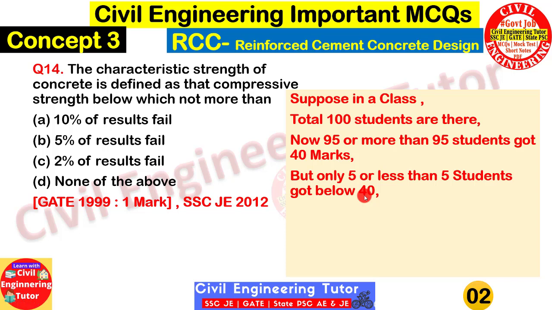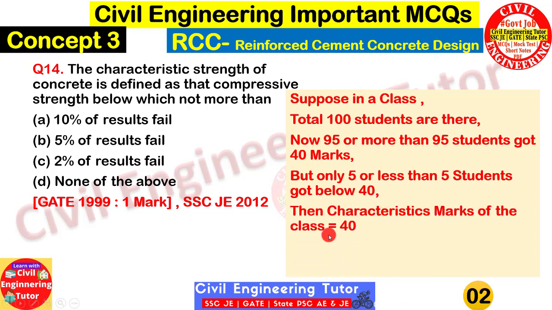Is it not? So if 95 students got around 40, then only 5 students got less than 40 marks. So if 95 or more than 95 students got more than 40, then only 5 or less than 5 students will get below 40. So this number 40, which is scored by 95 or more students, will be known as the characteristic value. So in this case, the characteristic marks of this class is 40. So only 5 or less than 5 students will be declared failed.